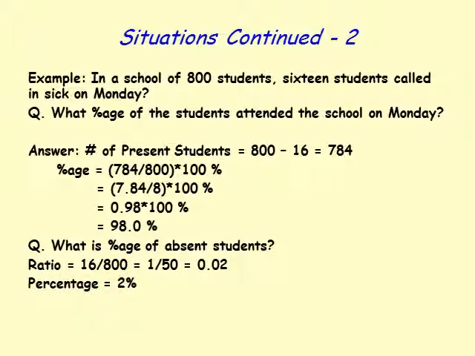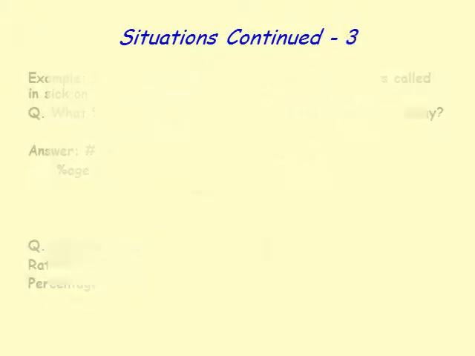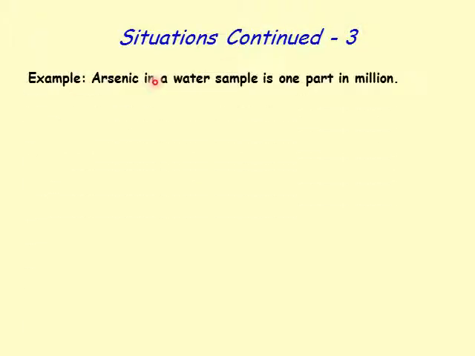Okay, let us continue here. We are looking at some more situations. Arsenic in a water sample is 1 part in a million. When we are looking for trace amounts, we usually specify that as a part in a million, a part in a billion, in that kind of manner.